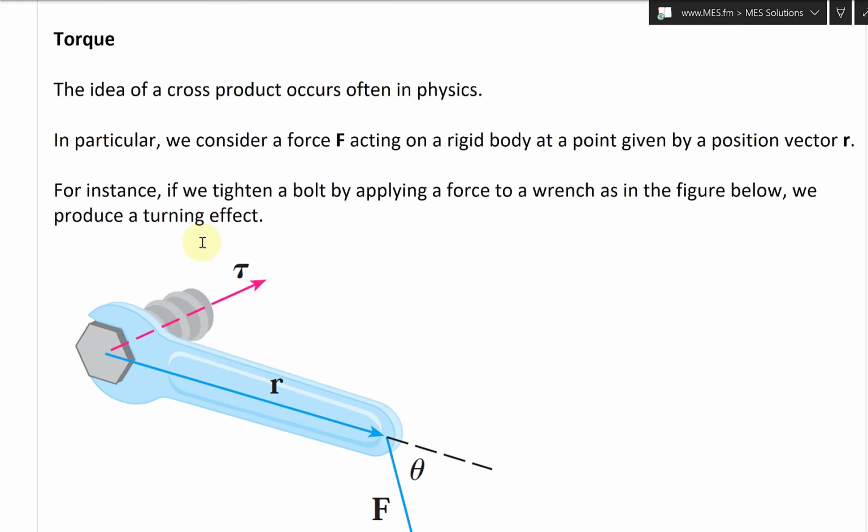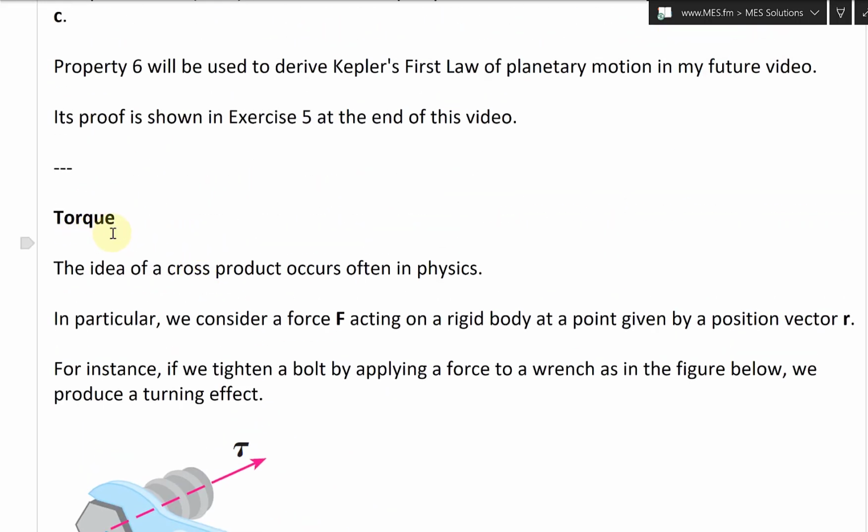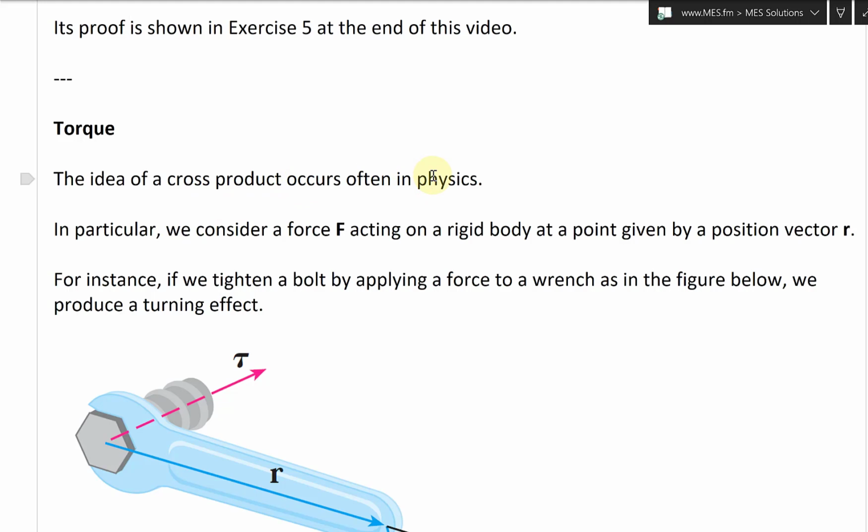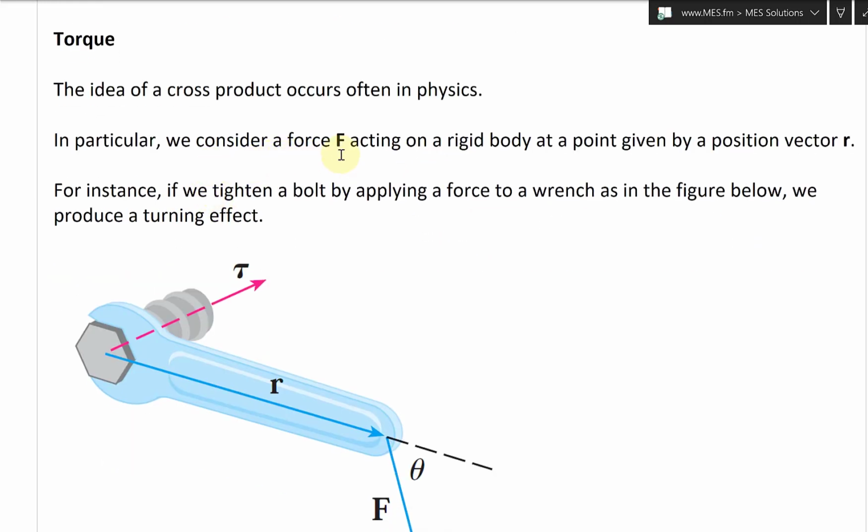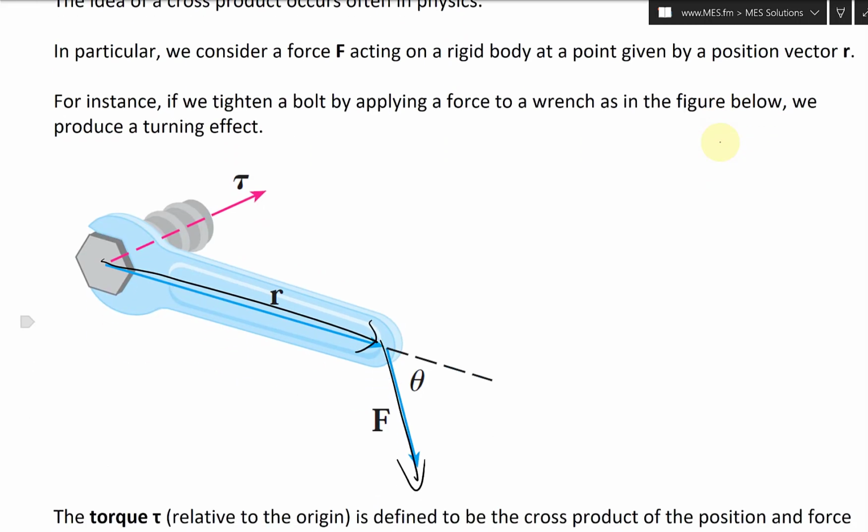That's very fascinating. Now let's take a look at the next section, and that is on torque. The idea of a cross product occurs often in physics. In particular, we consider a force F acting on a rigid body at a point given by a position vector r. So let's say you have a distance, here's the r, and then there's a force here. For instance, if we tighten a bolt by applying a force to a wrench, as in the figure below, we produce a turning effect, and the only part of it that actually generates that is the perpendicular one across here. In other words, the sine of the force there, going perpendicular to this direction.